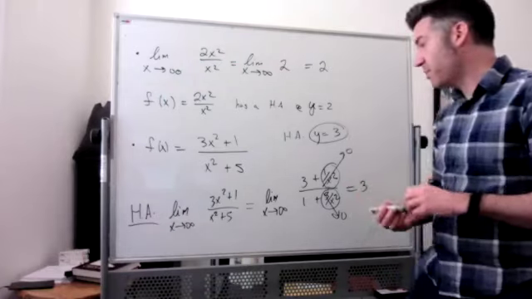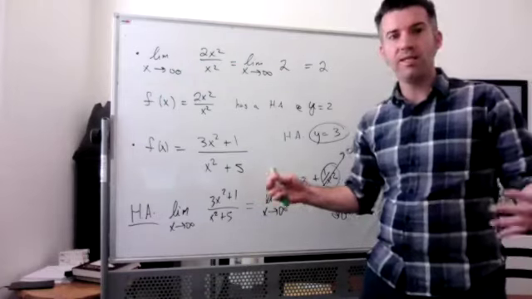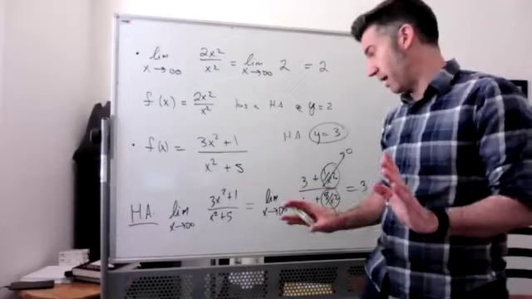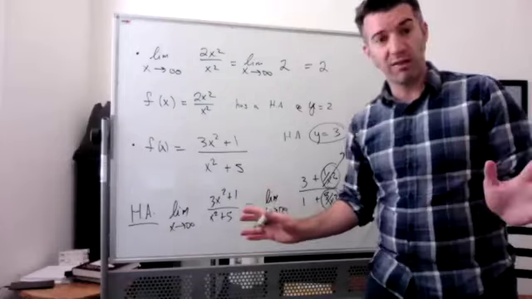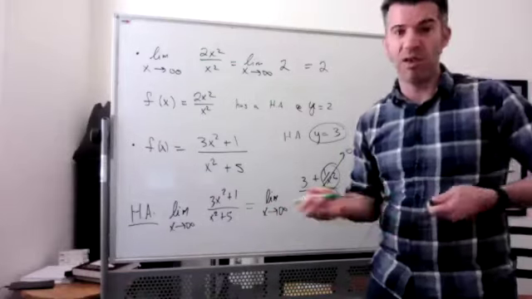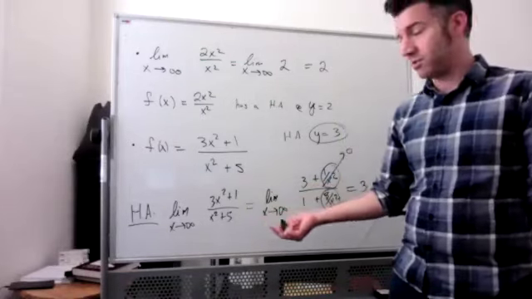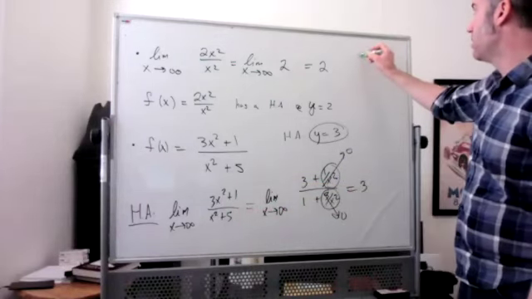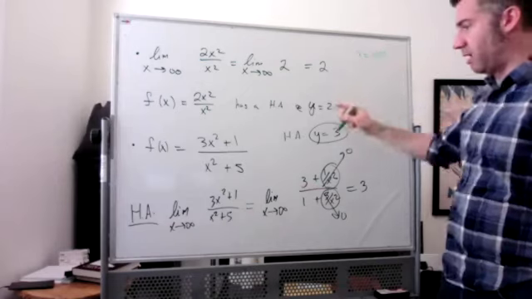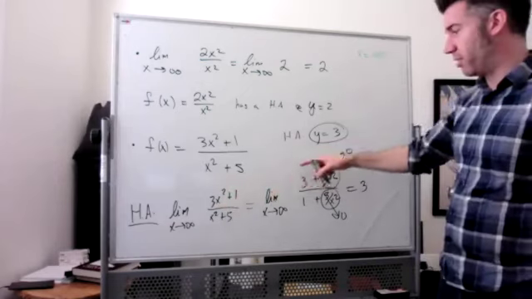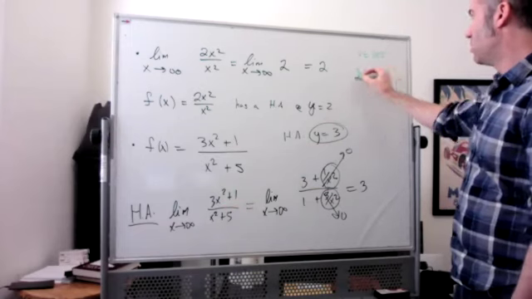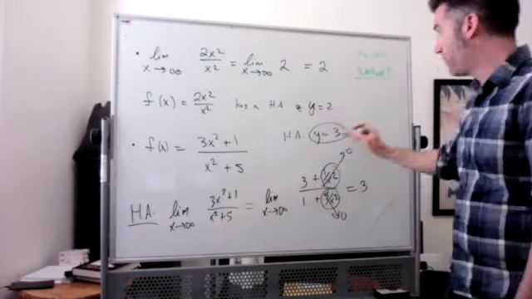So what happens here is we're dividing everything. Basically, the 1 and 5 don't really matter. Let me plug in a value for x real quick. Let's say x was 1,000. 1,000 squared is 1,000,000. If I plug in 1,000, I'm going to get 3 times 1,000,000, so 3,000,000 plus 1, divided by 1,000,000 plus 5.